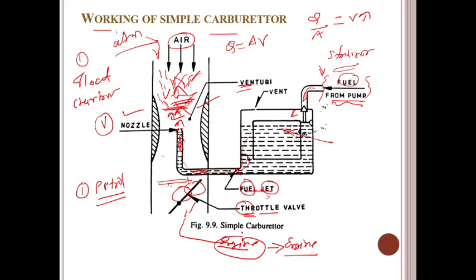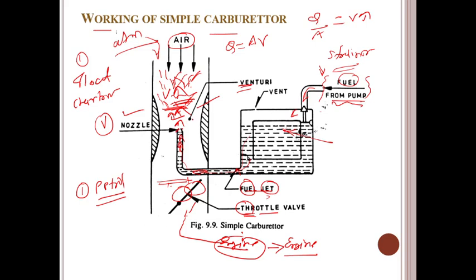The end of the main nozzle is kept slightly higher than the level of the fuel in the float chamber, just slightly above. The difference in level between the tip of the main nozzle and the fuel level in the float chamber is called the nozzle lip. You can see the nozzle lip level in the diagram above.